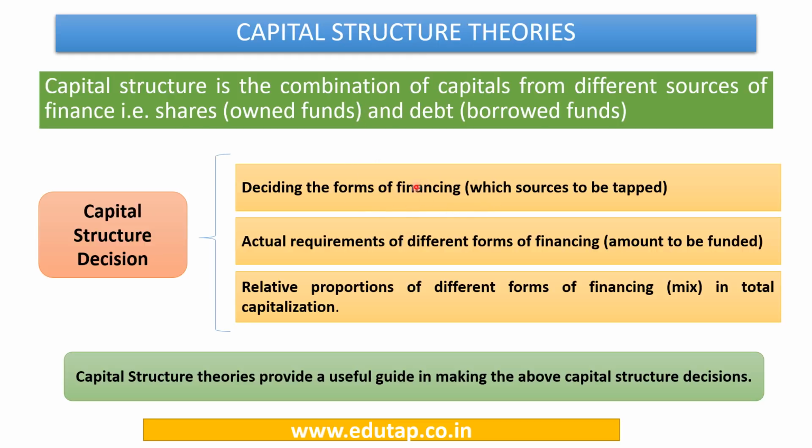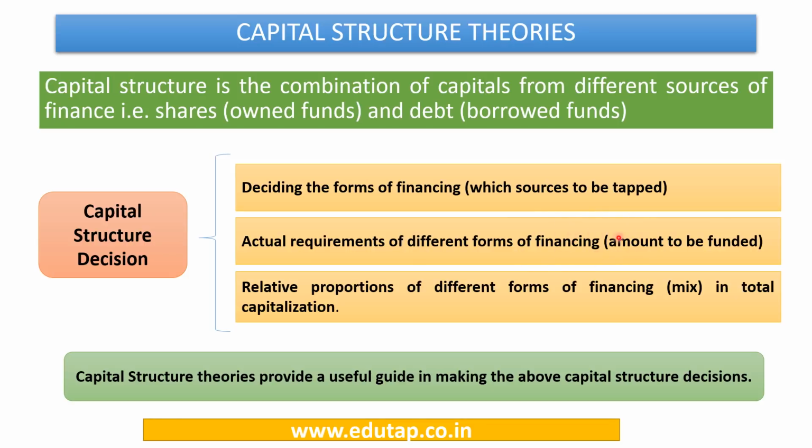For example, whether you have to use shares or bonds or debentures to obtain money. So the forms of financing are an important part of the capital structure decision, and then comes the actual requirement of different forms of financing, or the amount to be funded. So you have decided that you have to raise money through the issue of bonds, but then you have to decide how much money you have to raise through the issue of bonds.